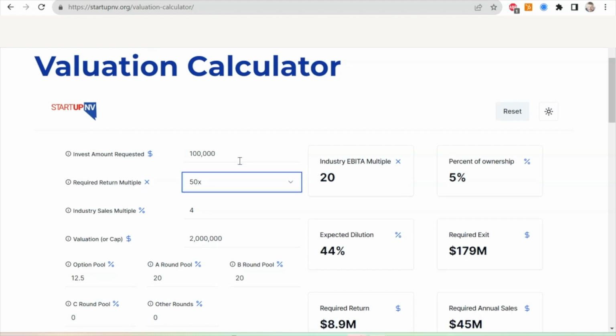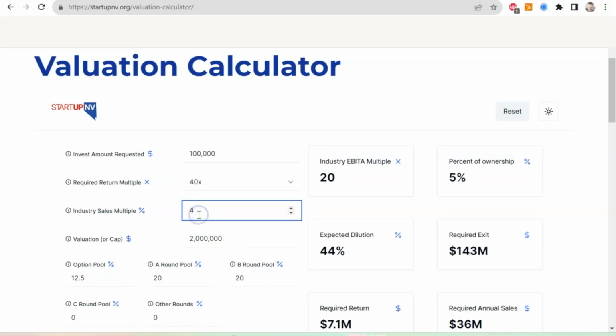The next thing to figure out is what is the return multiple? You can see we have a drop down with a series of numbers here from 5 to 50x. If you want to be kind of in the middle, you can maybe choose a 40x return. I would suggest that you stay away from the 5x and the lower numbers if you're in the pre-seed or the seed range of investing.